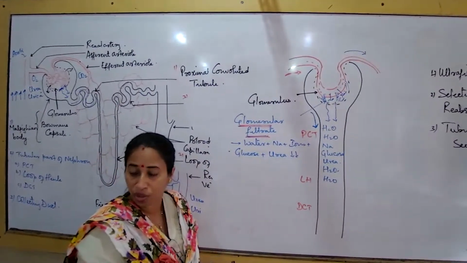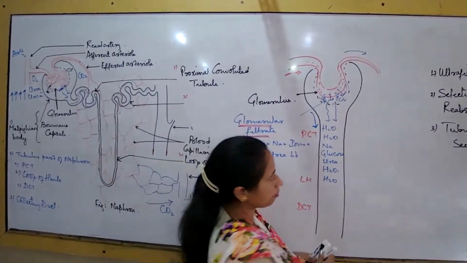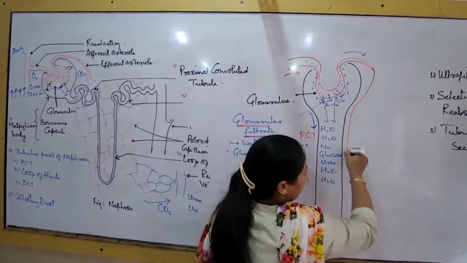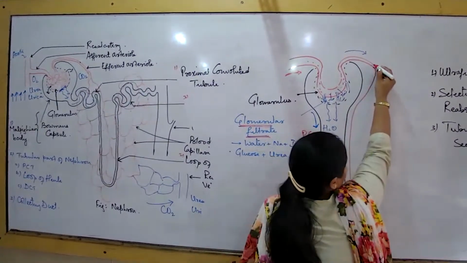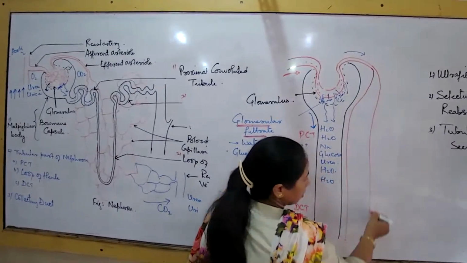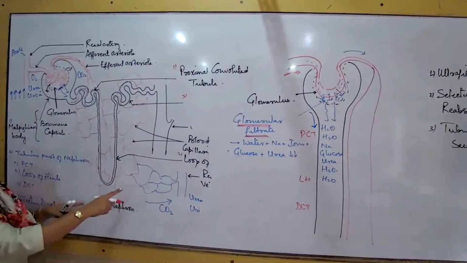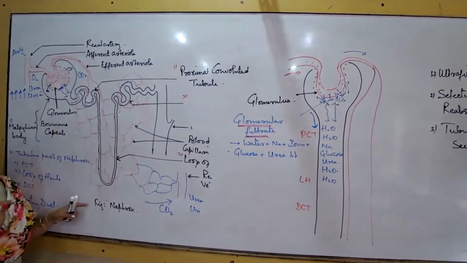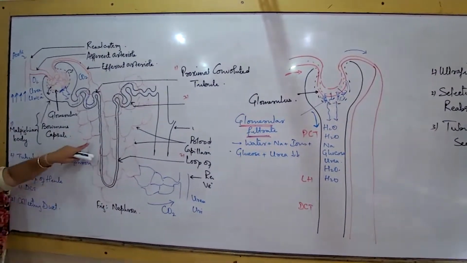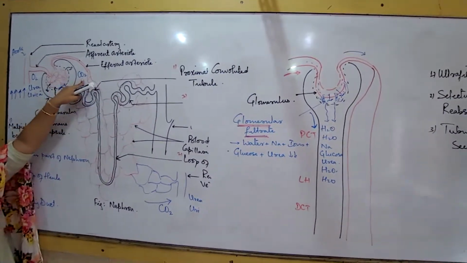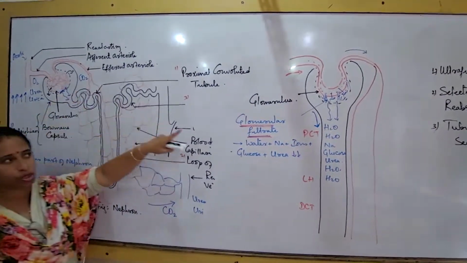But surrounding the tubular portion, what is there? Look at the diagram. Blood capillaries. Surrounding the tubular portion there is a whole lot of blood capillaries, yes or no? Where did these blood capillaries come from? From the breakdown of the efferent arteriole. So this is what I am showing you.